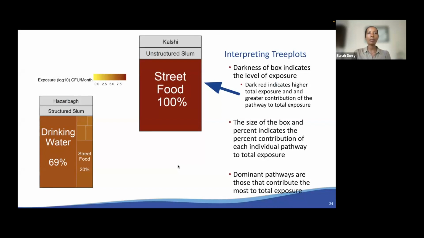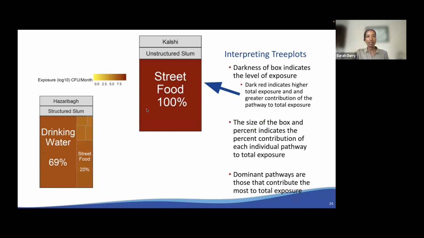Okay, but before we get into more detail about these cases, I'll share another method that we use to communicate our exposure results to stakeholders. These are called tree plots. The darkness in the box indicates the level of fecal exposure through a particular pathway. The dark red indicates a higher total exposure and greater contribution of that pathway to total exposure. So the darker the color, the greater the total exposure.